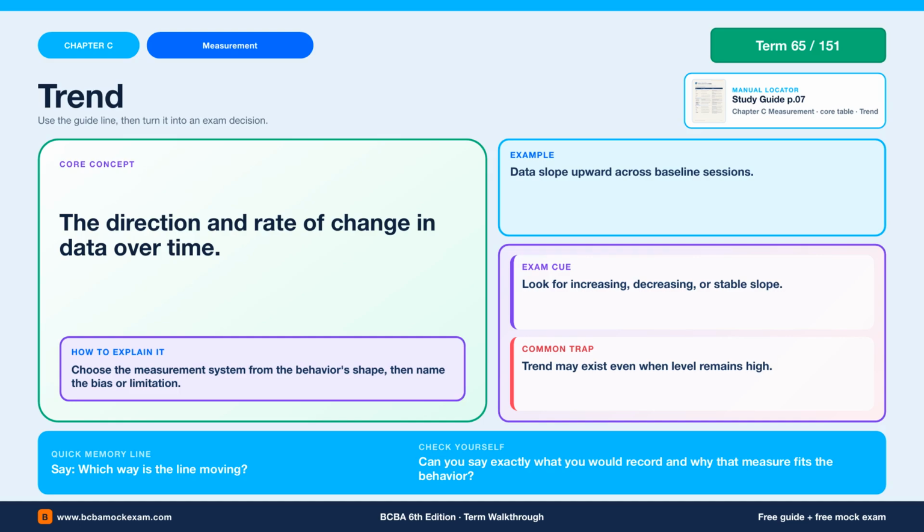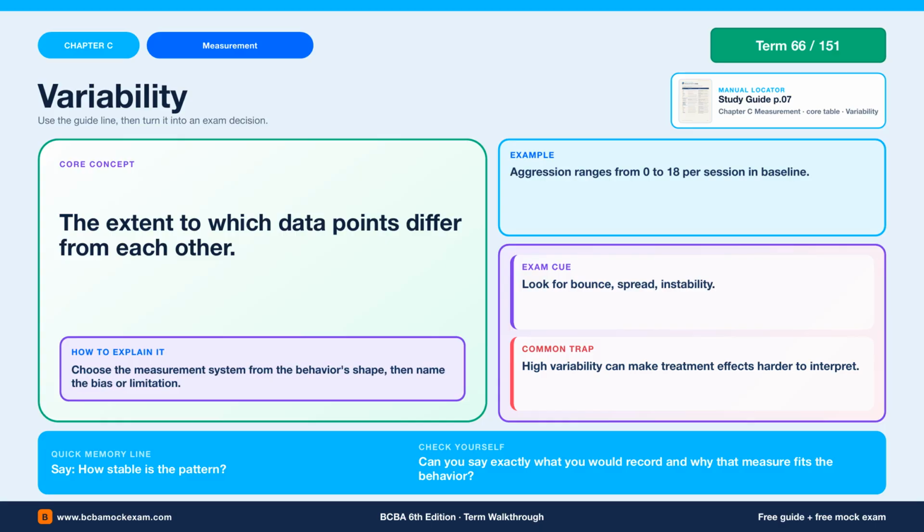Trend tells where the data are going. Variability is how much the data bounce around. For example, behavior rates of 2, 9, 3, 11, and 4 show more variability than rates of 5, 5, 6, 5, and 6. The exam cue is stability, bounce, scatter, or data path consistency. The trap is ignoring variability when evaluating effects. High variability can make interpretation harder. Memory line: variability tells how much the data move around.